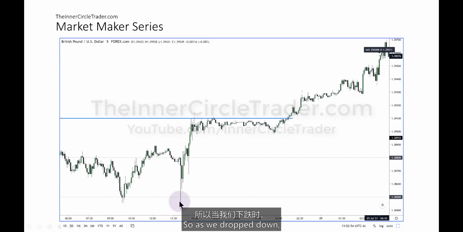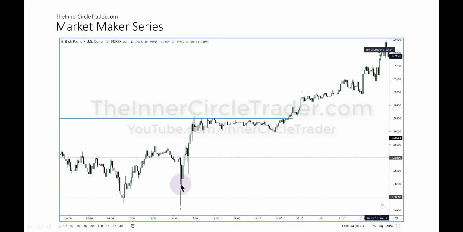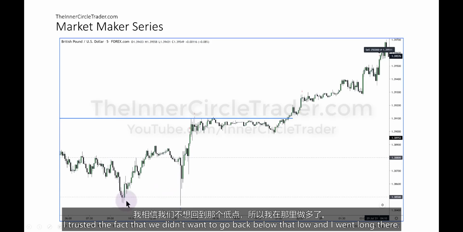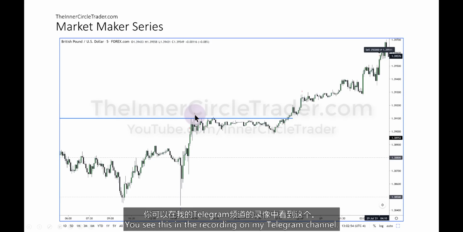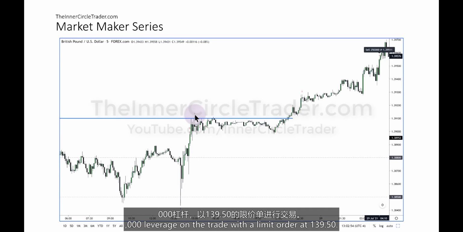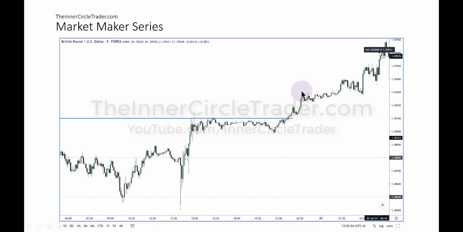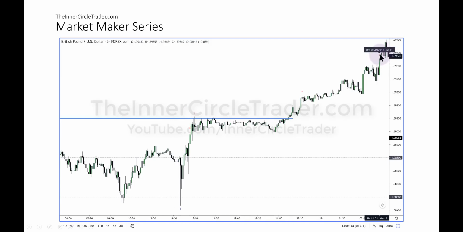So as we dropped down, we swept this low and then we went back down into it again. I trusted the fact that we didn't want to go back below that low, and I went long there. Rallied higher. I took a partial there, and I took a partial there. You see this in the recording on my Telegram channel. And then I also left 500,000 leverage on the trade with a limit order at 139.50. I took a partial there. 250,000 came off, and the final 250,000 came off on a limit basis at 139.51 and 1 pip at there.